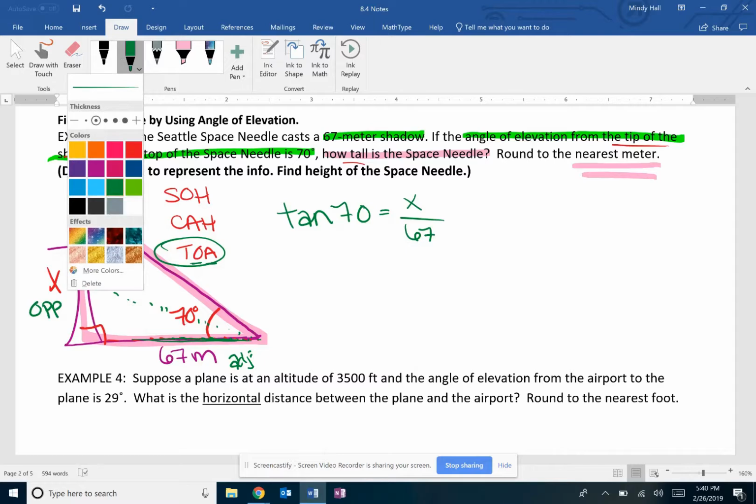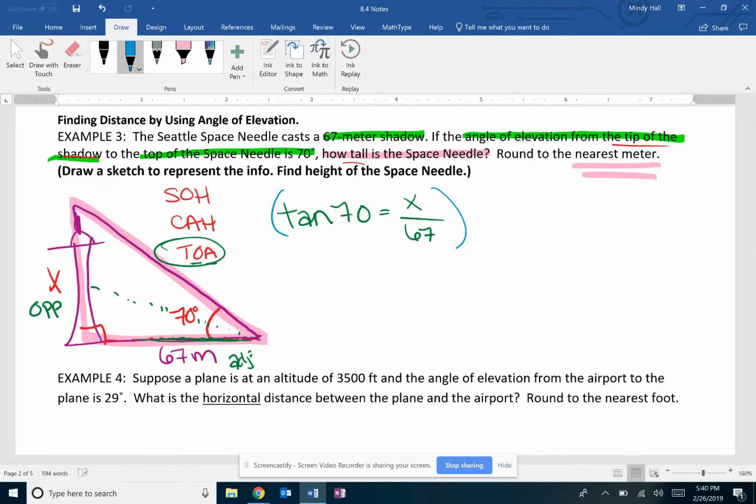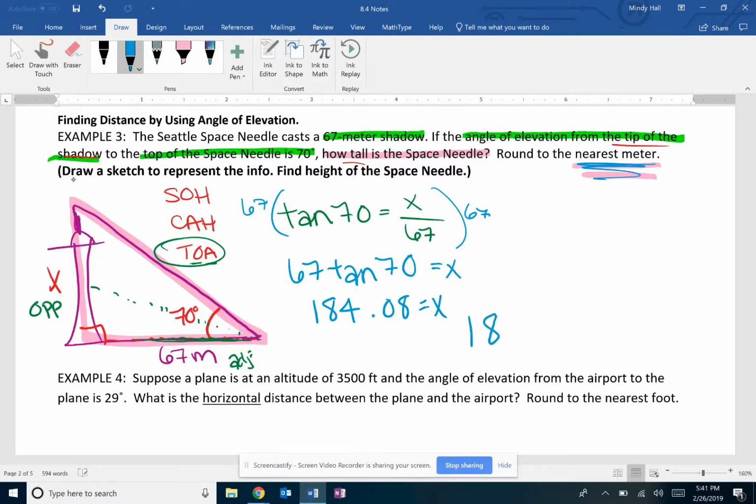And then to finish solving this, you would just have to get the X by itself. So we'll multiply both sides by 67. And then you have 67 times tangent of 70 equals X. And then you use your calculator to get that value. So you'd have 67 times tangent of 70, and that gives you 184.08. But remember, we wanted nearest meter. So because it's 184.08, that would just round down to 184 meters.